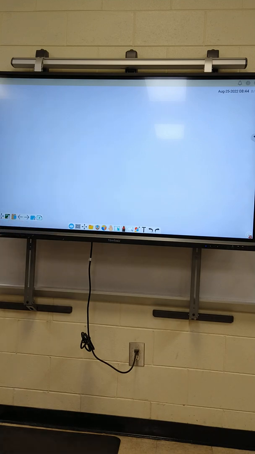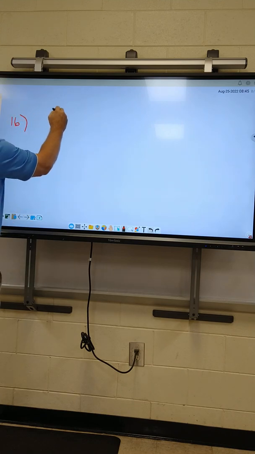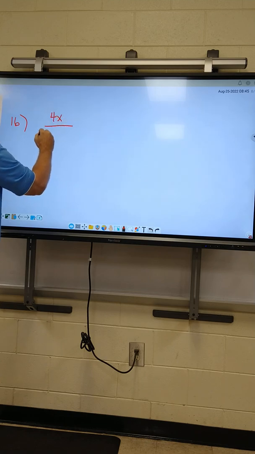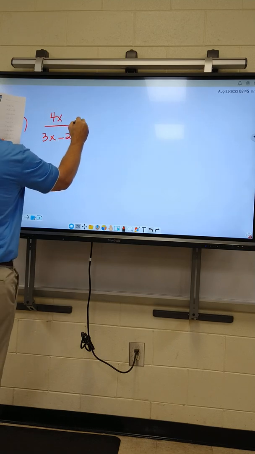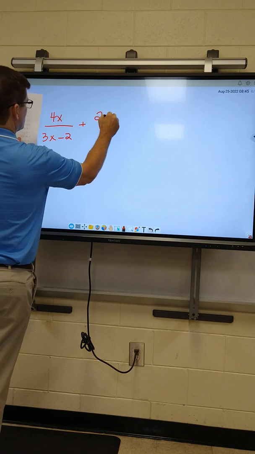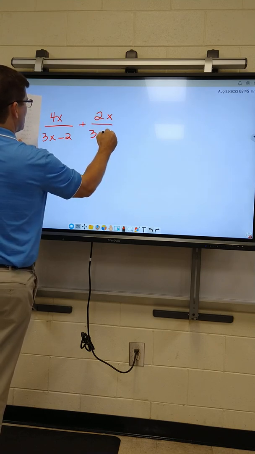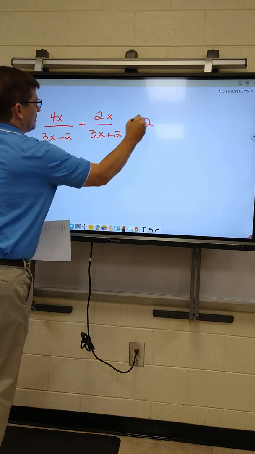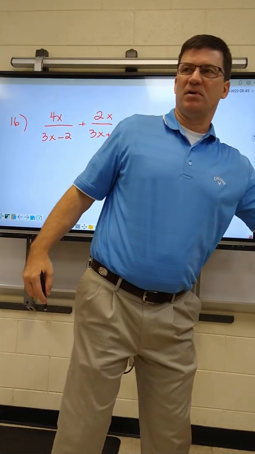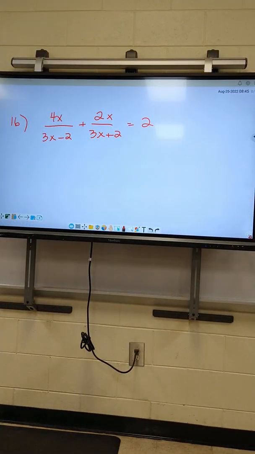All right, let's go to, we need to do 16. Yeah, let's do 16. Y'all see on 16 where it's got your variables of t? I'm going to make those x's. Y'all okay if I do 4x instead of 4t? So it's 3x minus 2 on the bottom, 2x on top, 3x plus 2 on the bottom. I can't make those t's. Mine look like plus signs, so let's do x's.